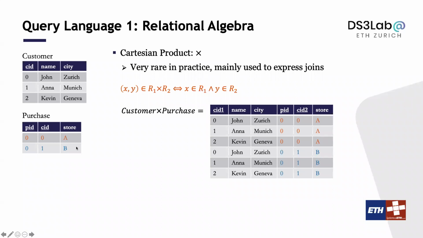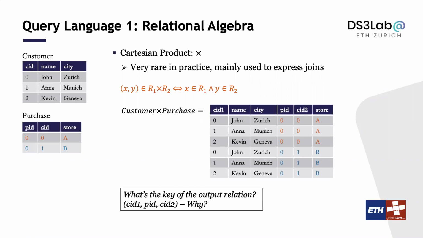Here it's color coded, so it should be very easy to see. For the first tuple of purchase, I have all the tuples from customer. For the second tuple of the purchase, I have all the tuples from customer. As you can see, it's going to get very large. If I have 1,000 tuples in the first relation and another 1,000 tuples in the second relation, the cross product gives 1 million tuples in the end. That is why it's very rare in practice, but it's very useful for expressing different types of joins.